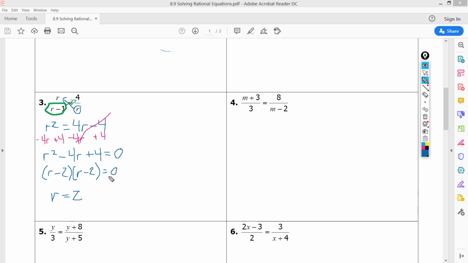Okay? And what can't r be? r can't be 0 from this, right? We can't divide by 0, so r can't be 0 here. And then what would make this 0? It'd be if r was equal to 1, so r cannot be 1. Well, this is not 1 and this is not 0, so this is okay. That's the only check you have to do for extraneous solutions. Okay?